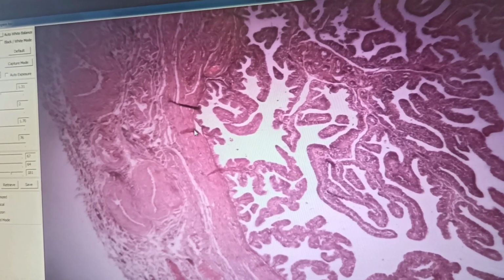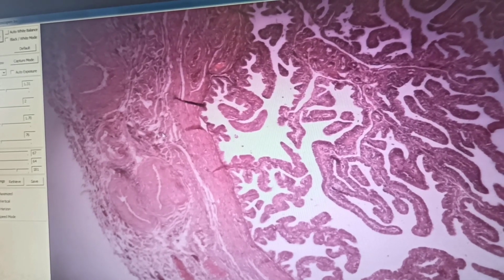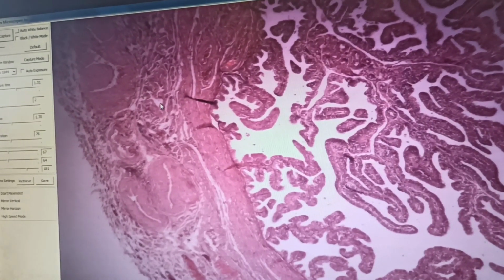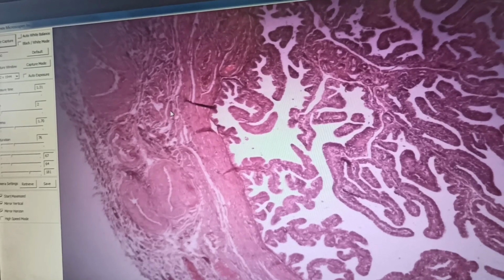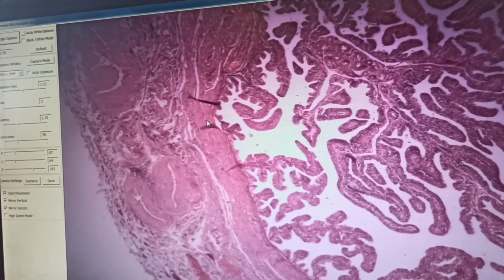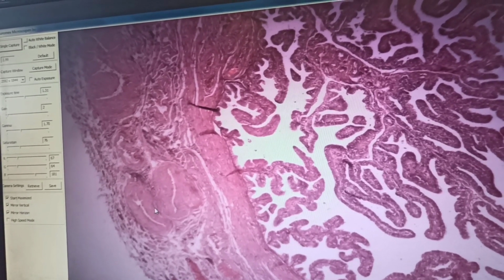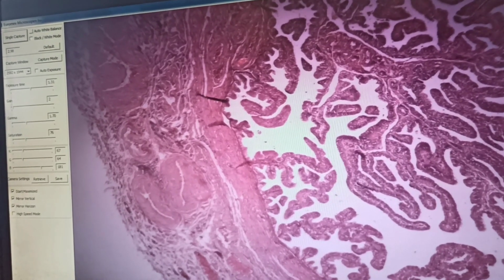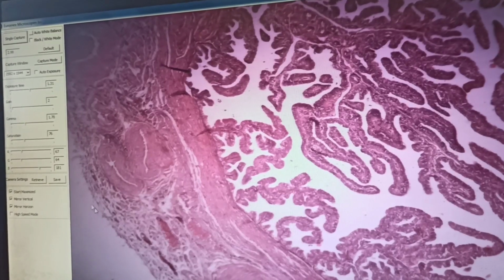Then we have the muscular layer. It begins from this part up to this part. It has an inner longitudinal, inner circular, and outer longitudinal arrangement. This part is longitudinal, and this part is circular. In the longitudinal part, you can see many blood vessels, like this one, this one, this one. These are all blood vessels. This part is the serosa.